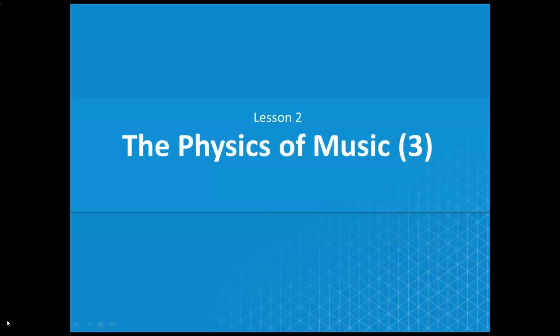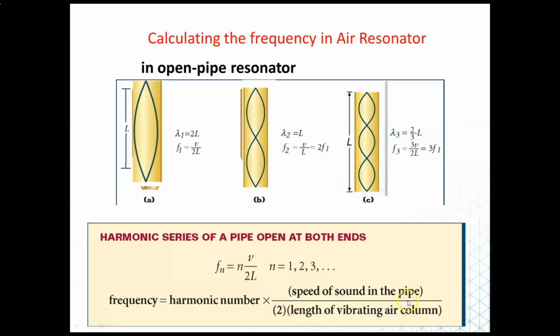Today we are going to talk about how we can calculate the frequency in both open pipe and closed pipe. Here, for example, in an open pipe resonator, as you see, I have antinodes at both ends. So in this case, the equation is given as the following: Fn equals Nv over 2L.